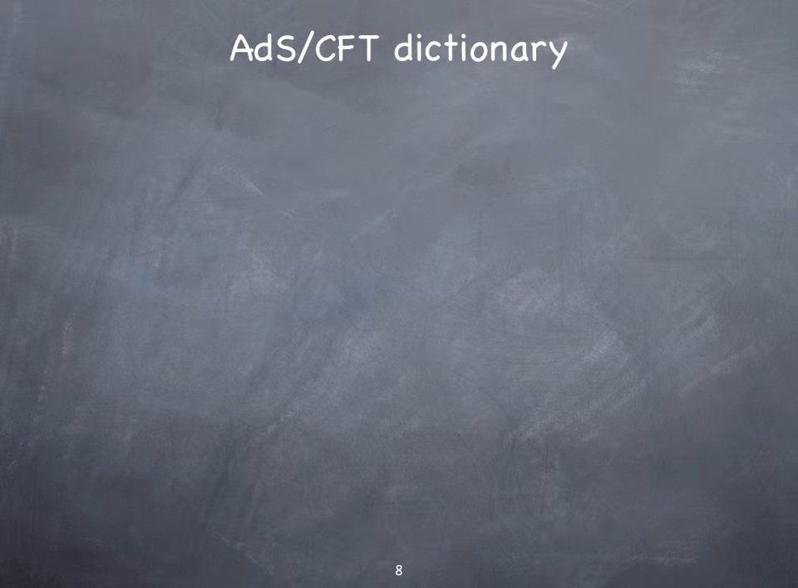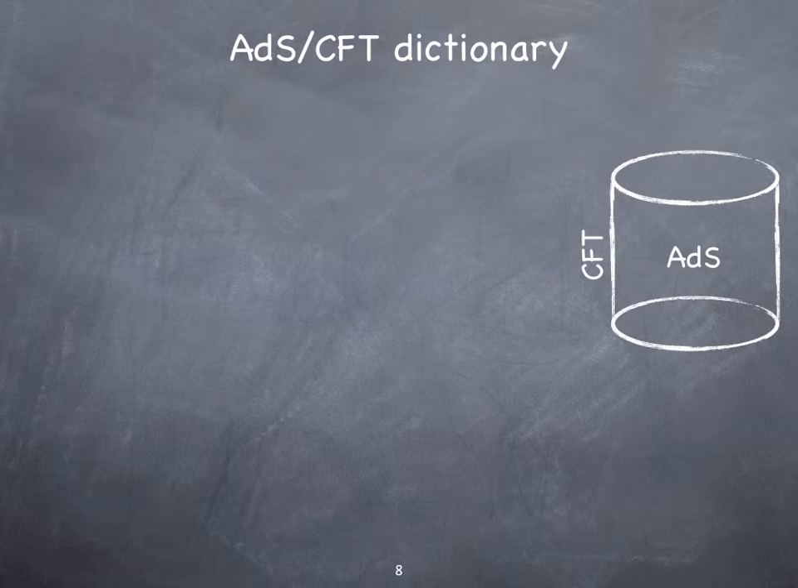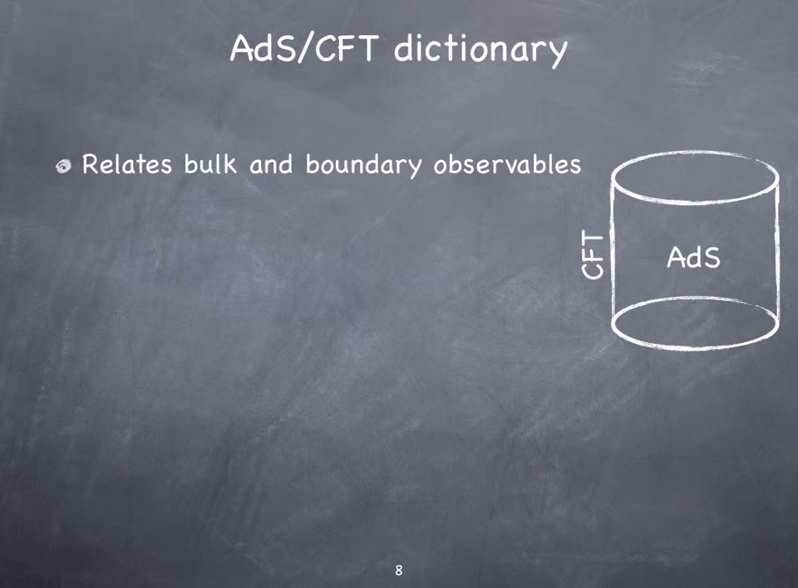So to give a brief example of how this works, in order to say that you have a duality, you actually need to establish a certain dictionary between things that you compute on both sides. So you have on the one hand your AdS space, the conformal diagram is depicted here, it's a cylinder, and then on the boundary of the cylinder there is your conformal field theory. So then what you want is a dictionary which relates observables that you compute in the bulk, so in the AdS spacetime, with some observables that you have on the boundary, so in your conformal field theory.